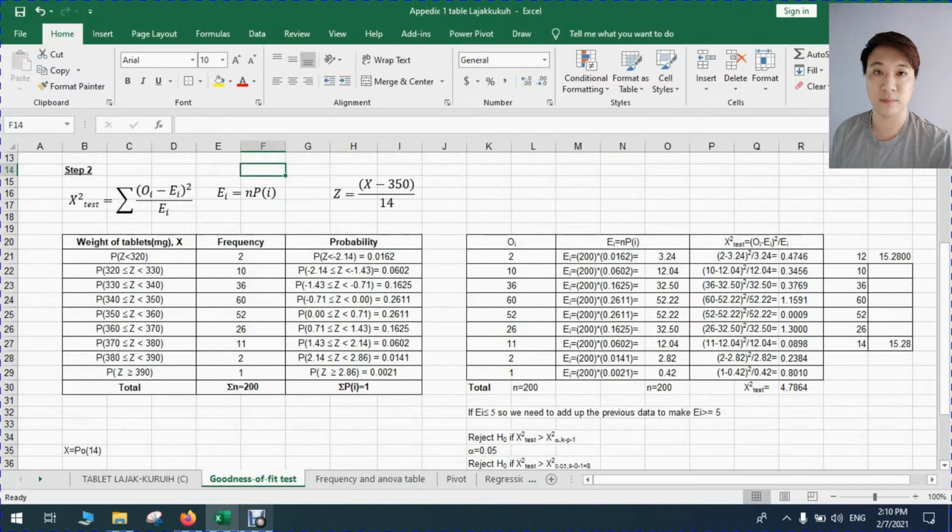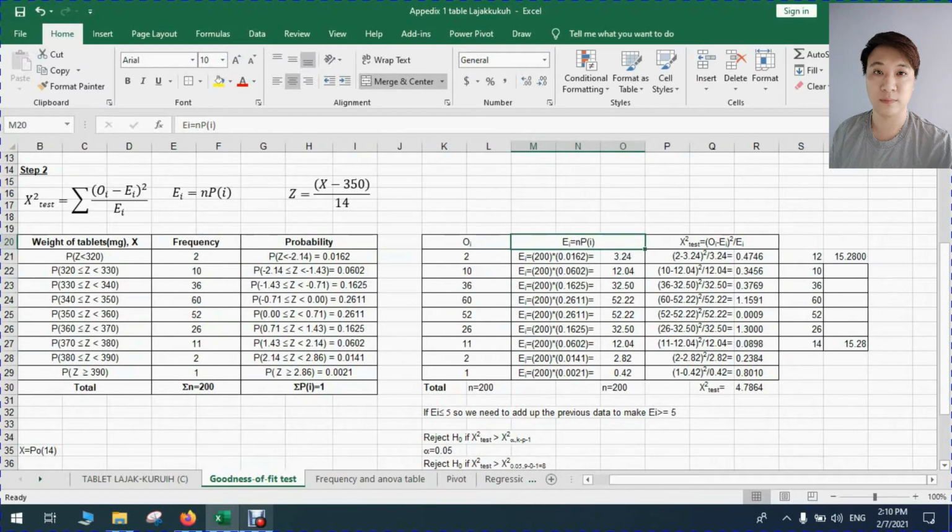So this is my table that I extracted from the frequency table that I made, and the probability that I have calculated using the statistic table. And so I get the observation and my expectation and my chi-square test. As we know, if our expectation is less than 5, we need to add up this one and this one to be more than 5.